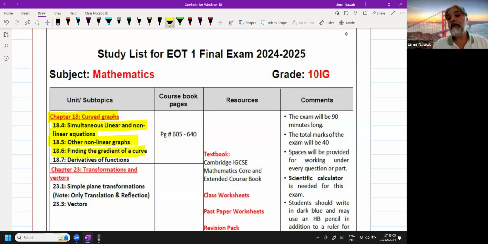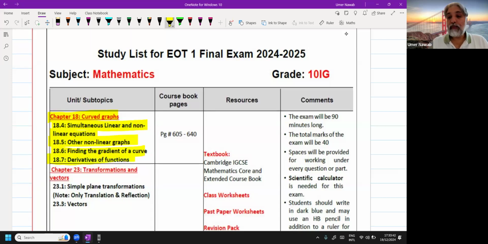Then after that, another important aspect of curved graphs is how to find the estimated gradient of the curve by drawing a tangent line at that point, and whatever the gradient of that tangent is, it is the same as the gradient of the curve at that point. So don't forget, one question is very important for the final exam, which is on this concept, like find the gradient of the curve. And we will be able to get the estimated gradient, not the exact gradient.